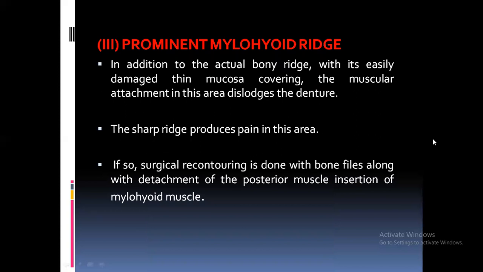And third bony abnormality is prominent mylohyoids. Prominent mylohyoids is covered by a thin mucosal covering. So denture may damage the mucosal covering over the mylohyoids, and the muscular attachment in this area dislodge the denture. The sharp ridge produces pain in this area. So surgical recontouring is done with bone files along with the detachment of the posterior muscle insertion of the mylohyoid muscles.